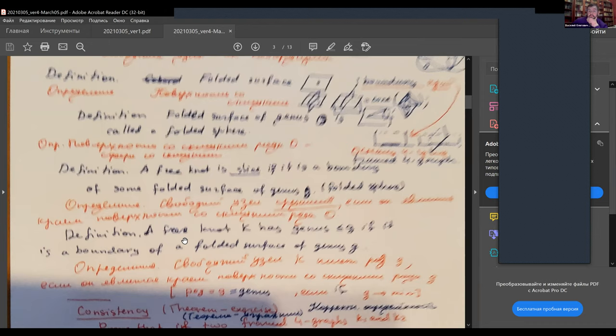I'm pretty sure that yes. And actually, I want to get an invariant of cobordisms of free knots.